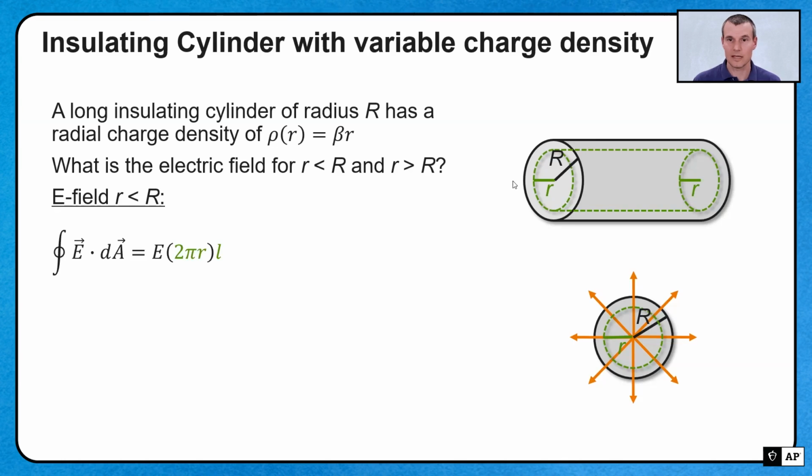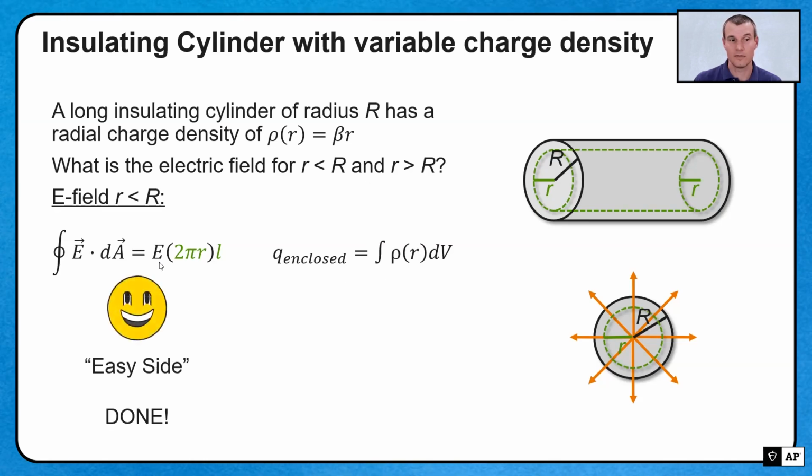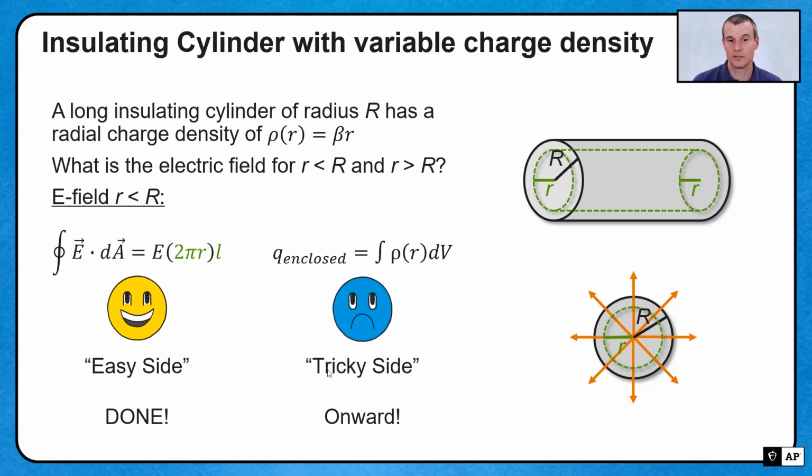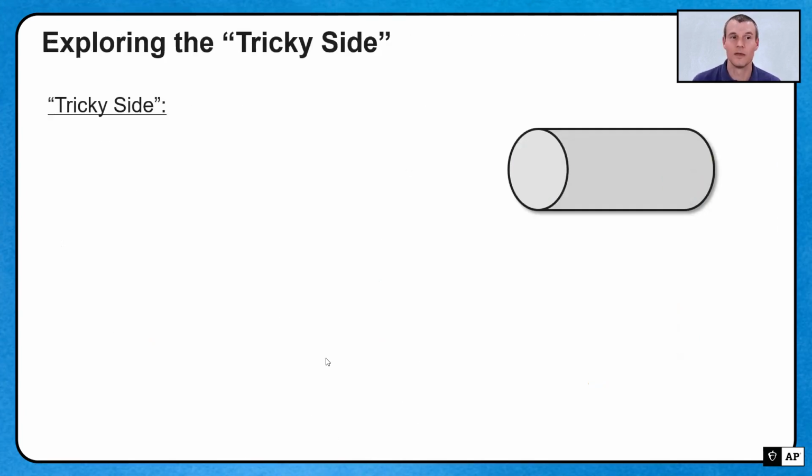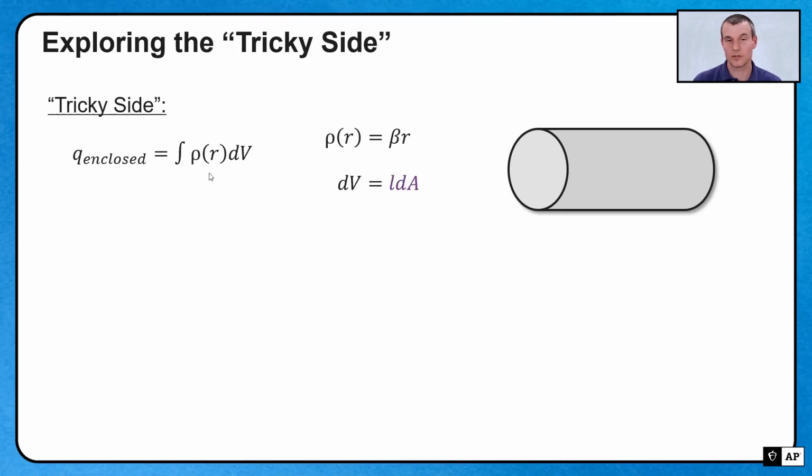So if we look at inside our particular surface, it's going to be 2 pi little r times our L. And our charge enclosed is going to be the density, which was given to us as beta times r. And easy side is done. But on the right side, we now have to do some calculus. Hooray! So looking at our tricky side of this equation for Gauss's law, we're looking to plug in our volumetric charge density and our dV term.